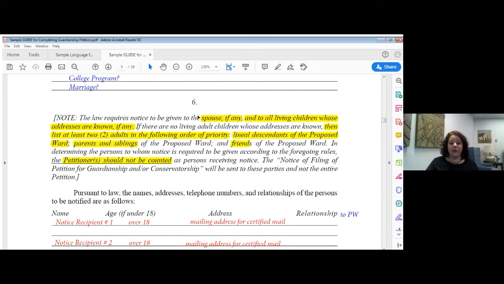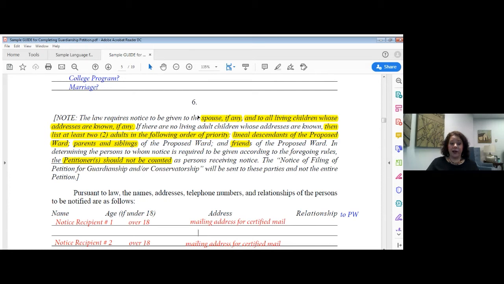But if there are no living adult children whose addresses are known, then at least 2 adults in the following order of priority: lineal descendants of the proposed ward. So again, that's bringing in kids and grandkids. A grandkid is a lineal descendant. If there are none of those, then parents and siblings. And so that's where we typically fall.